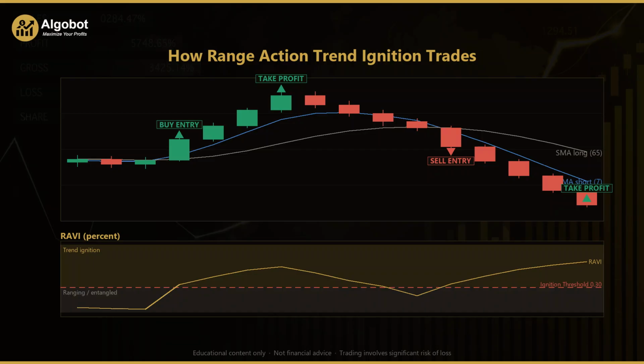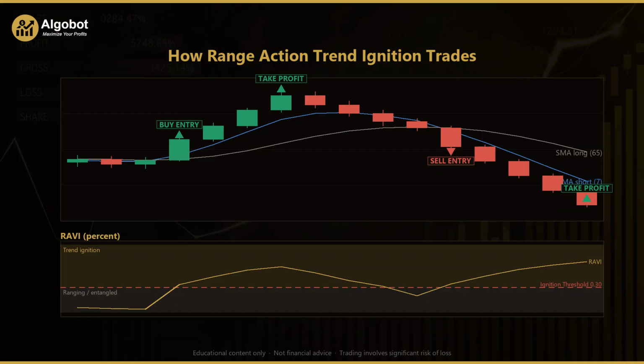Notice the symmetry across both trades. In each case, the strategy waited for a quiet, entangled market, then acted on the single moment the averages separated decisively and RAVI ignited through the threshold. It took direction from the averages and the close, framed its risk with ATR, and stepped aside at its target. Had the ignition fizzled instead, it would have closed early. That is the whole idea in one picture: distinguishing a genuine trend emerging from consolidation and trading only that transition.